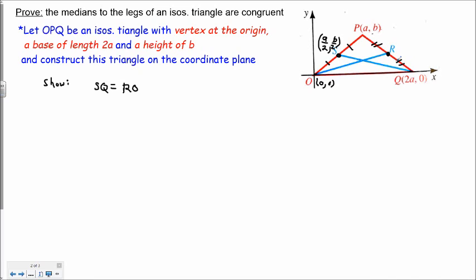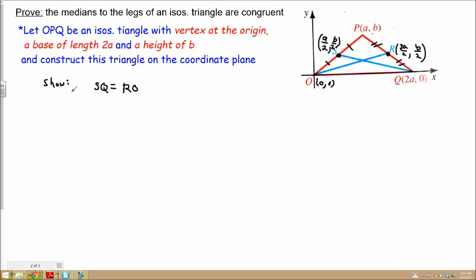While I'm doing that, I'm going to do the same thing for R. It's a midpoint, so I can use the midpoint formula to get those coordinates. Midway between A and 2A would be 3A over 2, or 3 halves of A. And midway between B and 0 would be B over 2. Now that I have the coordinates of both of those midpoints, I'm able to calculate those two distances.